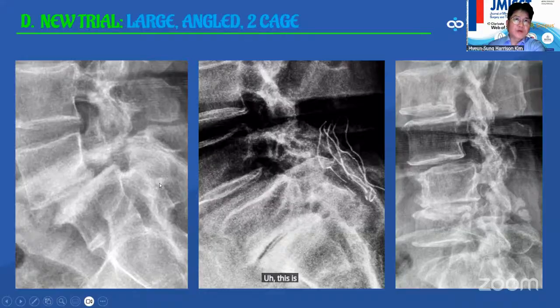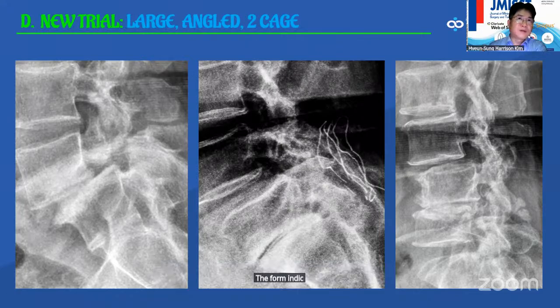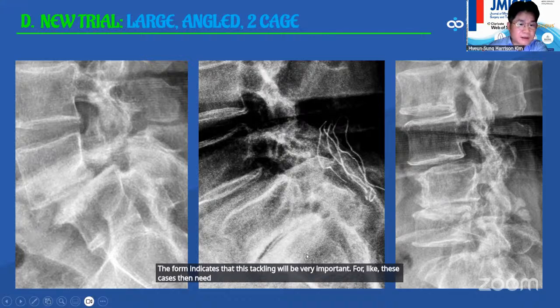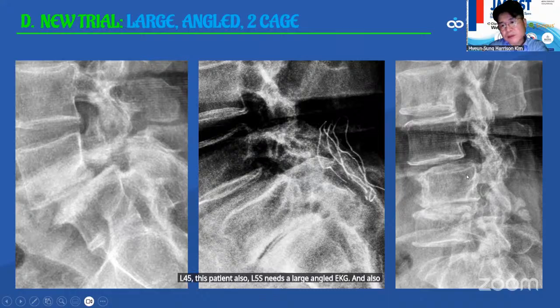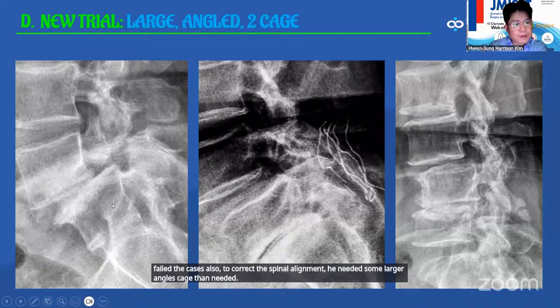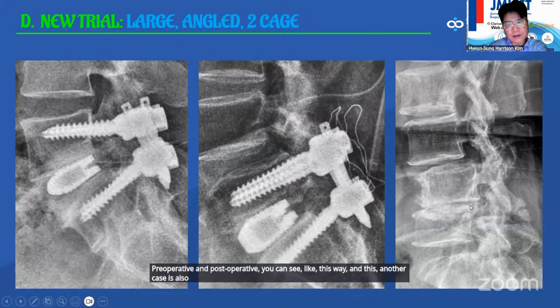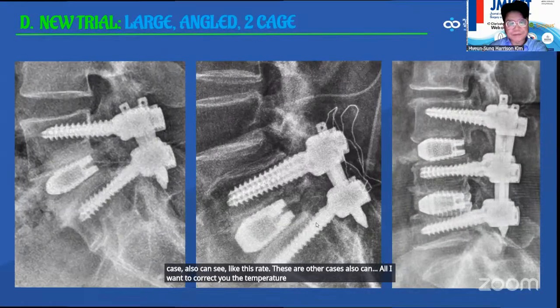This is very important to correct the spinal alignment. It means that in degenerative spinal deformity cases, this technique will be very important. For cases like these, they need some larger angle cage. L45, and this patient also L5S1, needs a large angle cage. And this failed back surgery patient also needs a larger angle cage to correct the spinal alignment. Preoperative and postoperative, you can see it like this way, and this other case can also be seen like this. This other case also had the alignment corrected nearly completely after operation.